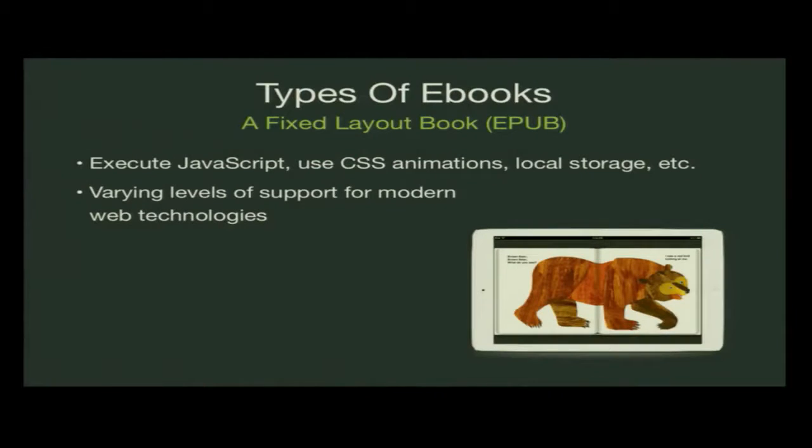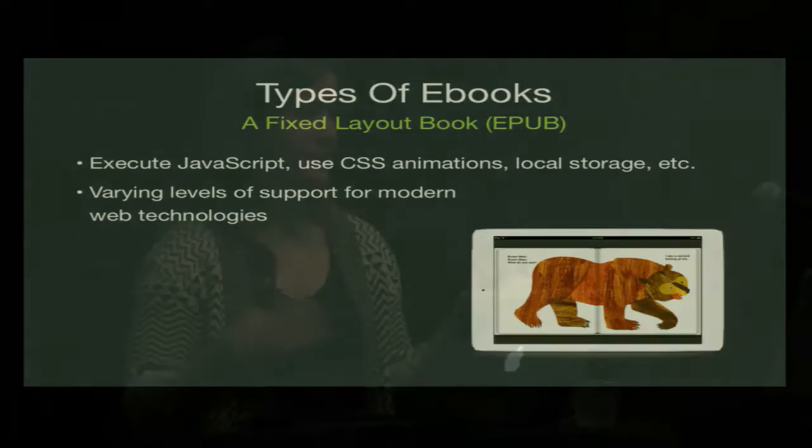Different readers have varying levels of support for newer technologies. I mentioned EPUB 3. That's sort of the latest version of EPUB, like HTML5 is the latest version of HTML. And not every reader out there supports EPUB 3. So if you're making a book like this, you're going to be targeting an audience that has sort of up-to-date software, and in some cases hardware too.